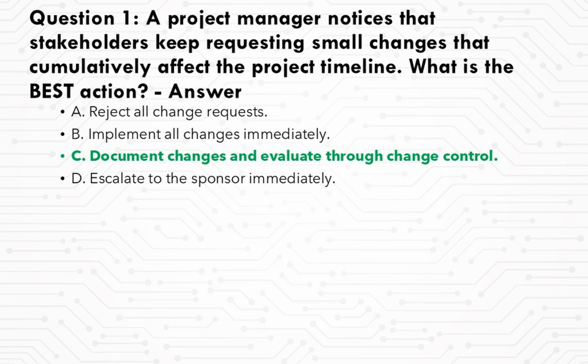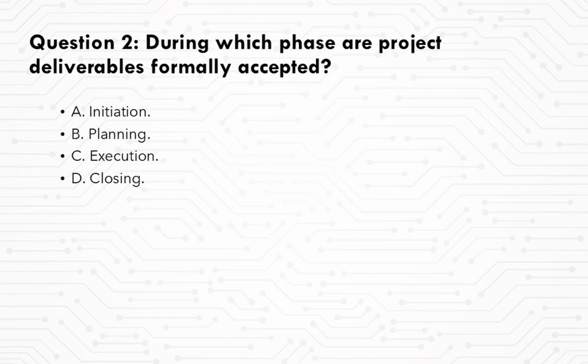Answer: C. Even small changes can cause scope creep. Proper change control ensures impact analysis before approval. Question 2. During which phase are project deliverables formally accepted? A. Initiation. B. Planning. C. Execution. D. Closing. Answer: D.